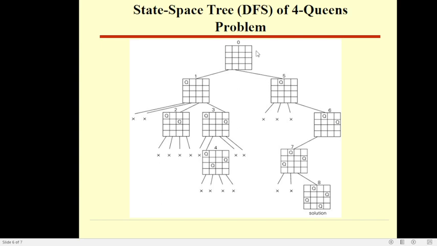Now, the first queen can be placed only in the first row, the second queen in the second row, the third queen in the third row, and the fourth queen in the fourth row. For placing the first queen, we have 4 options. We can place the first queen only in the first row. The first row contains 4 columns. So 4 valid or legitimate options are available for placing the first queen. This is the first component of the solution.